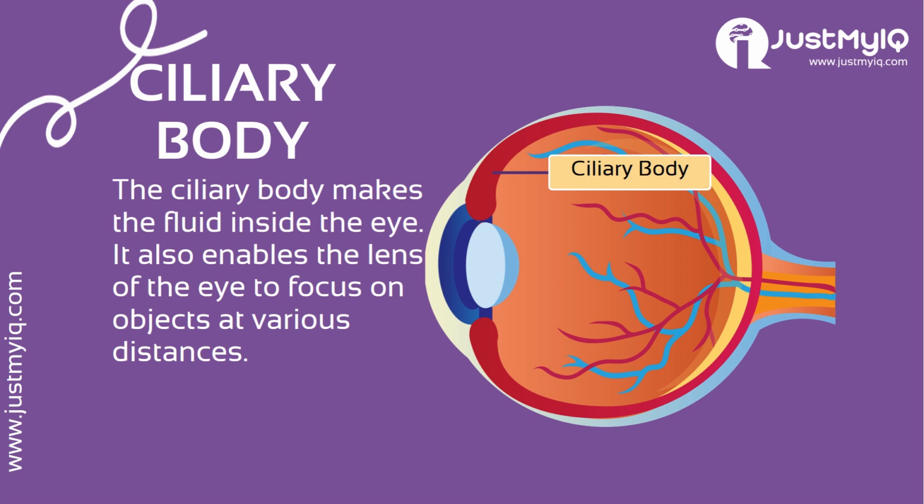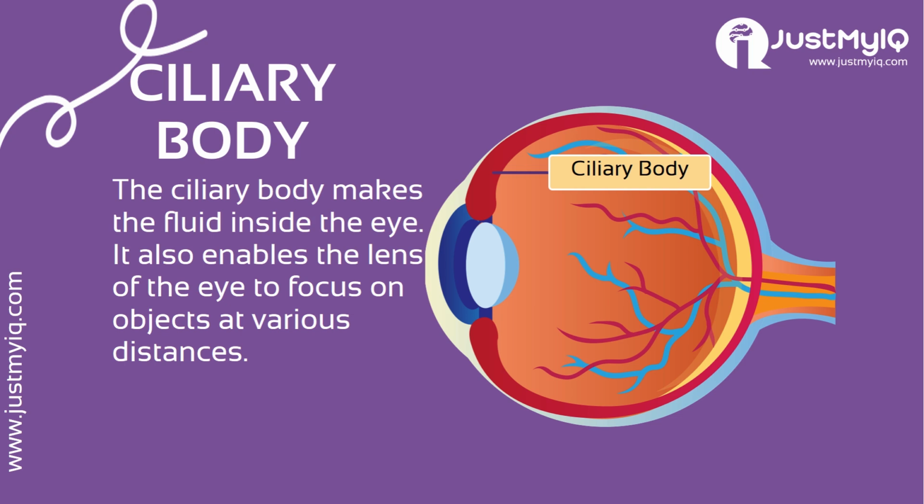The fifth part is ciliary body, the lens controller. The ciliary body is like the manager of the lens. It's a ring-shaped structure located behind the iris. It has two important roles.